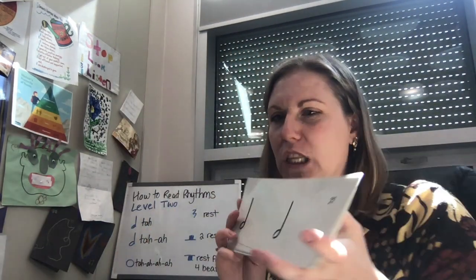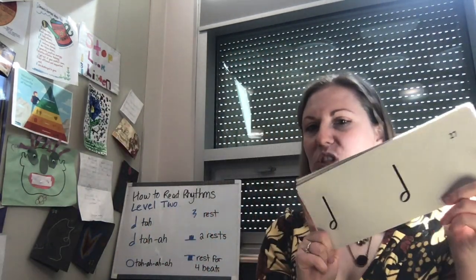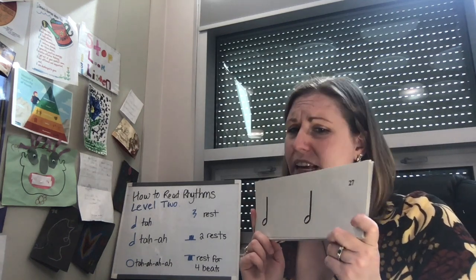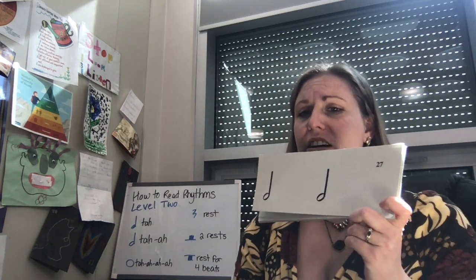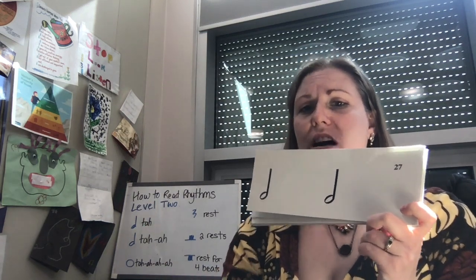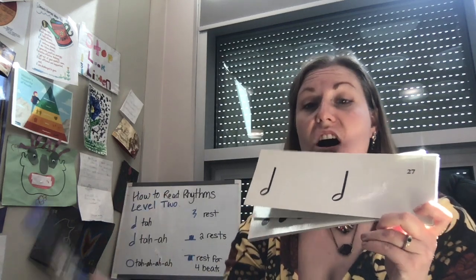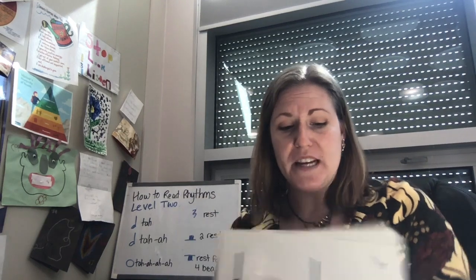Now, this doesn't make a lot of sense about how it's music when it's just a bunch of tas. So let's talk about what it would look like drumming or playing. If I had this rhythm drumming, it wouldn't make a lot of sense still because it would sound a lot like ta, rest, ta, rest. But when you start having instruments, the length of the note makes a bit more sense.